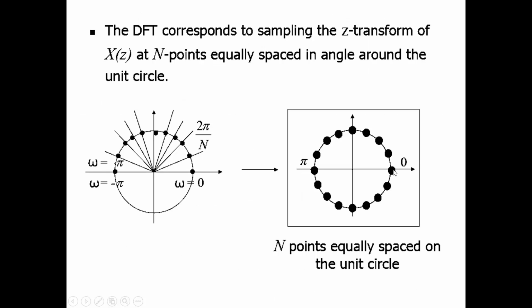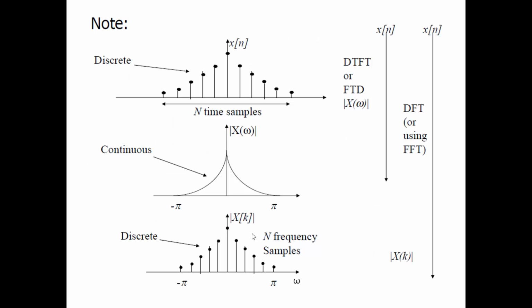Basically, this point will be k equal to 0, k equal to 1. Now this is the summary of what we have done till now. This is the input discrete sequence. We take the Fourier transform of this discrete sequence, and we get a continuous variable. That means the Fourier transform is a continuous variable.